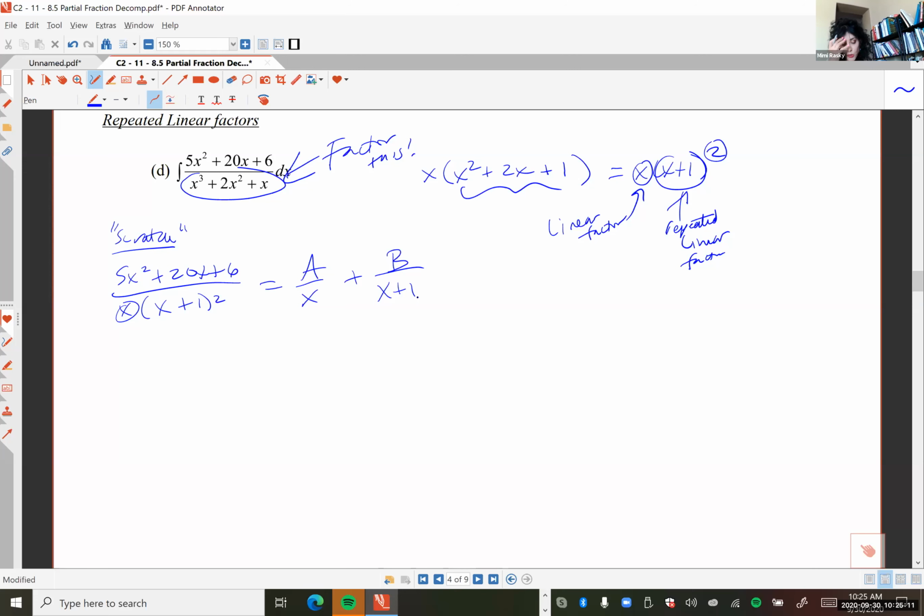And since x plus 1 is repeated, you're going to have another partial fraction where the denominator will be x plus 1 squared. Now your job is to get those unknowns, a, b, and c, and they're just pure numbers. And you can't guess. You can't go, well, I think a is 2 and b is 17 and c is 11 halves.